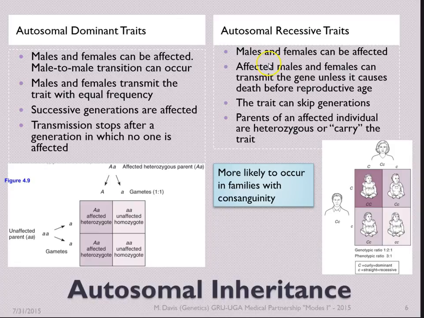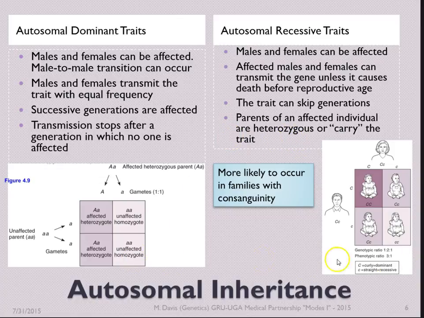And both affected males or females can transmit the gene and will transmit the gene unless it causes death before reproductive age. In recessive traits, we usually see that the trait skips a generation. However, there are usually carriers in that generation, and we will see the phenotype or the trait reappear in their offspring.